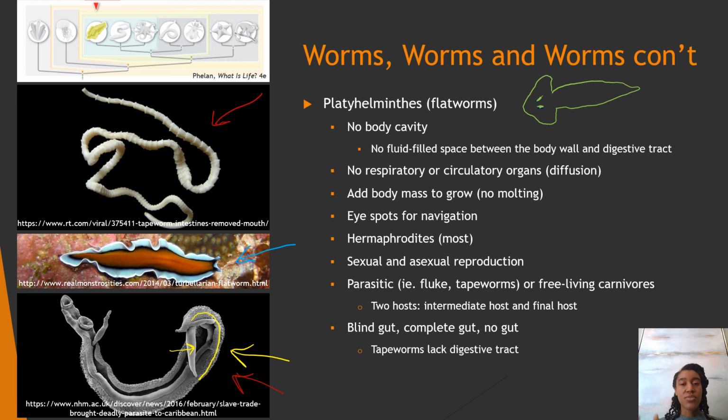And then all of these Platyhelminthes have a couple of different types of guts. They can have a blind gut, so one way in, one way out. They can have a complete gut, where food goes in the mouth and leaves through the anus, or they can have no gut. An example can be seen with the tapeworm. Tapeworms don't have a gut at all. They just absorb the nutrients from your digestive tract that you worked so hard to break down. They just basically steal it from you.